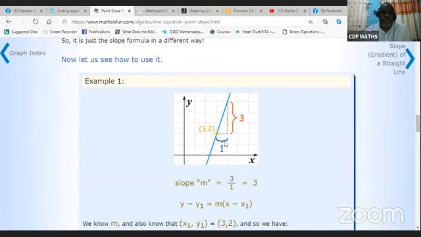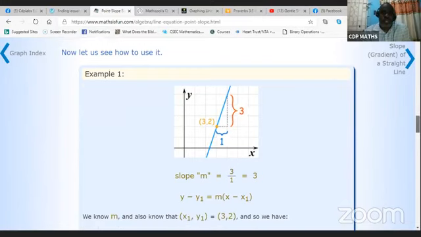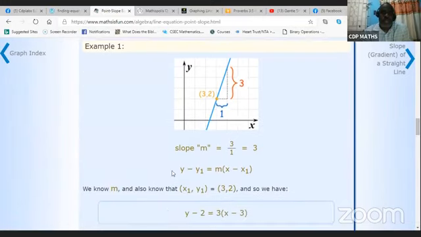So, as you know, the gradient is rise over run, 3 over 1. Then they write down the point slope form, which is the change in y is equal to the gradient times the change in x. So always remember, if words are what you remember, you can do something like this when you're making your notes.